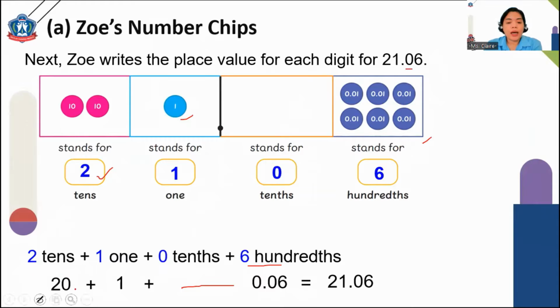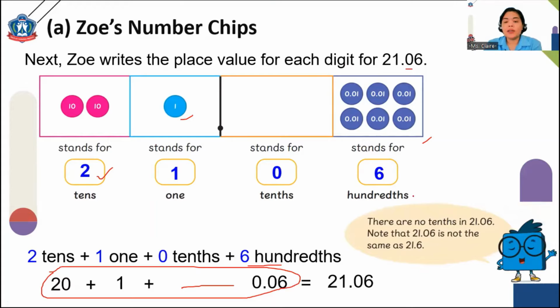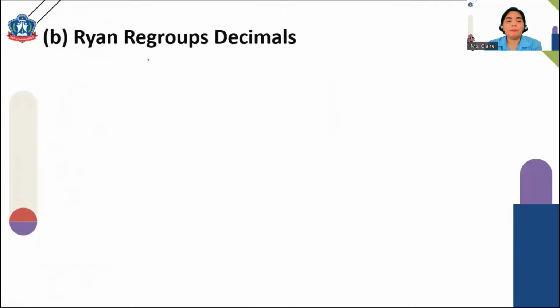So if we put all the numbers here, this is what we call decomposing. So when we write the value for each digit of a decimal, that is what we call decomposing. Note, children, that there are no tenths in 21.06. 21.06 is not the same as 21.6. Take note.